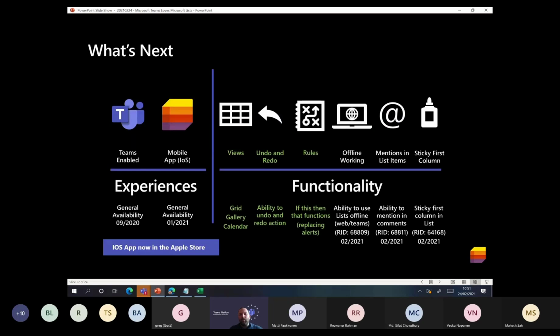And what's next is that we now have all the experiences, all the views, undo and redo and rules, they're all here with us. Offline working is going to be important because we can work offline within Teams, but we can't in lists at the moment. Mentions in list items. And what I think is the most important of all, that sticky first column that we can have so that we can reference within our lists. They should all be coming later in the month.